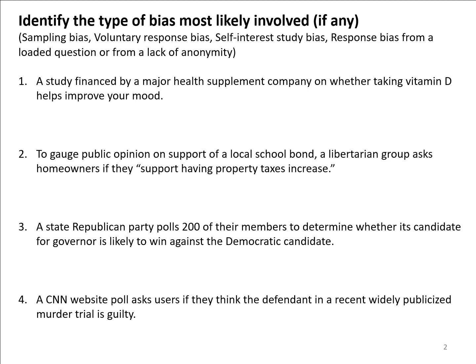Let's look at some examples of studies and try to identify the type of bias that might be most likely involved, if any. So our first example, a study is financed by a major health supplement company on whether taking vitamin D helps improve your mood. So when we think about this, again, it's financed by this health supplement company. And you would think that the health supplement company would have a motivation for seeing something positive about vitamin D so they could increase their sales. So I would say that there might be self-interest bias happening here.